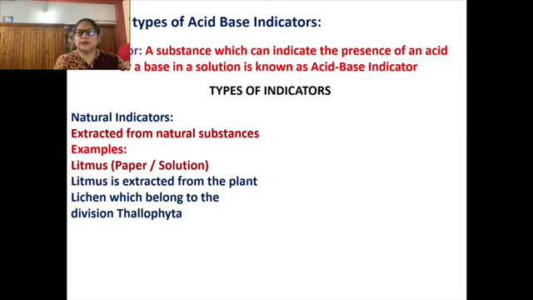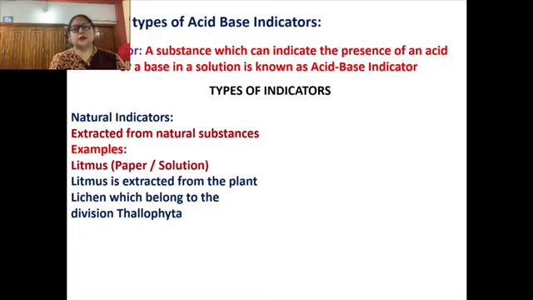So if we add 1 or 2 drops of acid onto blue litmus paper, the blue litmus turns red. But if we add a basic solution onto blue litmus paper, there is no color change. Again, if we take red litmus paper and add a basic solution, then the color becomes blue. The color of litmus paper becomes blue. Again, if we add an acidic solution to red litmus paper, there is no color change.